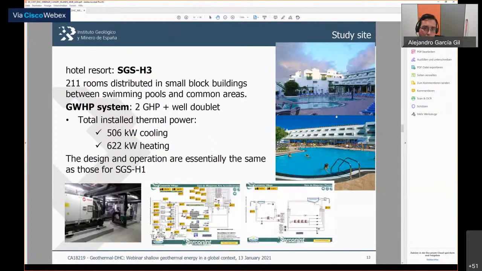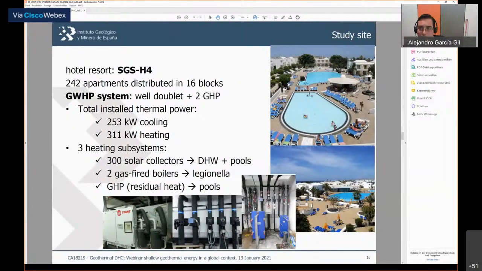Next, a third hotel resort was also studied in Puerto del Carmen. It's also a hotel resort of 211 rooms and different block buildings, with swimming pools and common areas. And here the capacity is about 500 kilowatts for cooling and 600 for heating. Next, it's another hotel that has 253 kilowatts for cooling, 300 for heating. You can see that they are very similar.